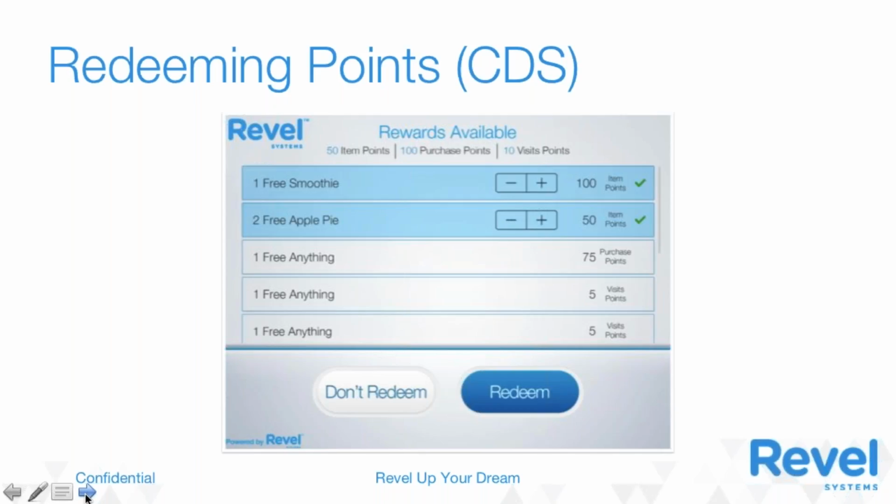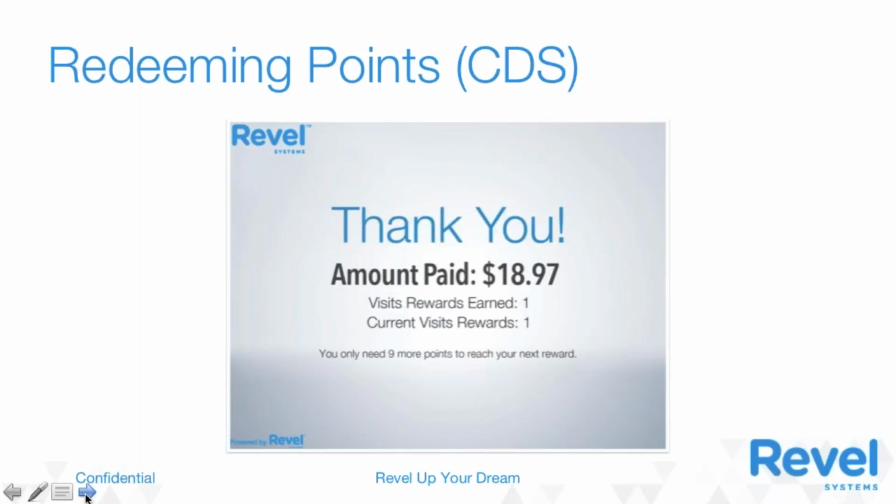Now, in the hands of my customers, they have redeeming points on the customer-facing display system. So as a customer, I'm looking at the division of my points there, so by item, purchase, and visits, and I choose what I want to receive that day.